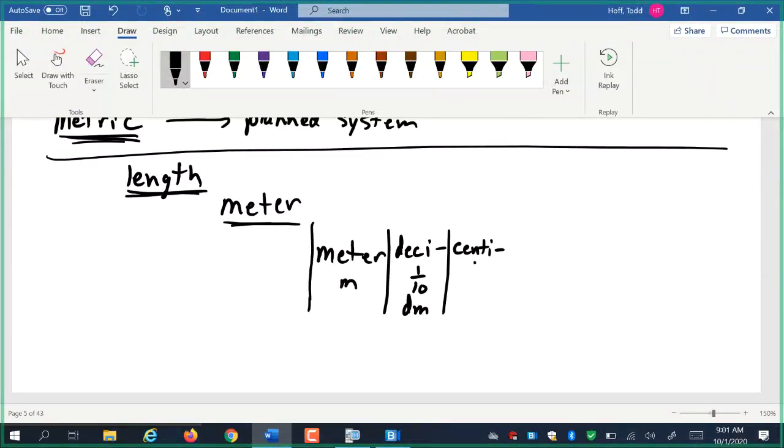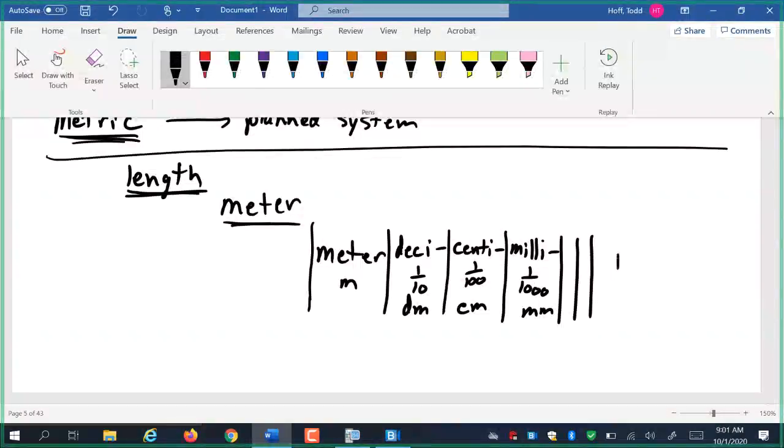Prefix centi is 1/100th. So cm is a centimeter, which is 100th of a meter. We talked about mil, meaning 1,000. Milli means 1,000th. So mm is a millimeter, which is 1,000th of a meter. Now, they didn't go 10,000, 100,000. They skipped over those to get to a millionth.